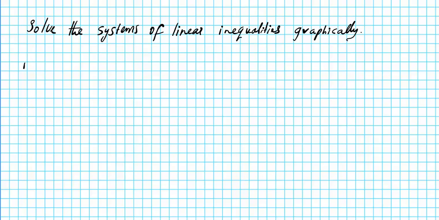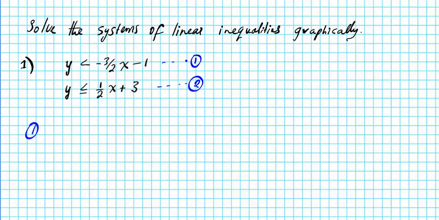Okay, so for problem number one, what if we have the system y is less than negative 3 over 2 x minus 1, and y is less than or equal to 1/2 x plus 3. All right, so in this case, we have two linear inequalities that we're going to be graphing. Let's call this one 1 and call the second one 2. Now let's go ahead and graph the first one. So we have y is less than negative 3 over 2 x minus 1.